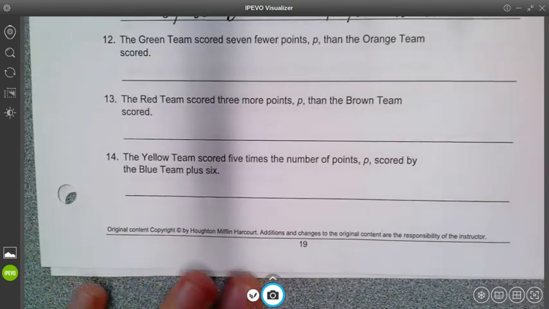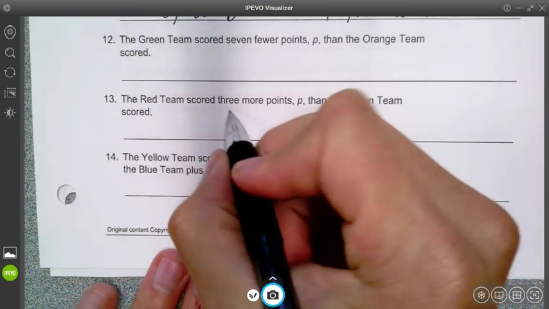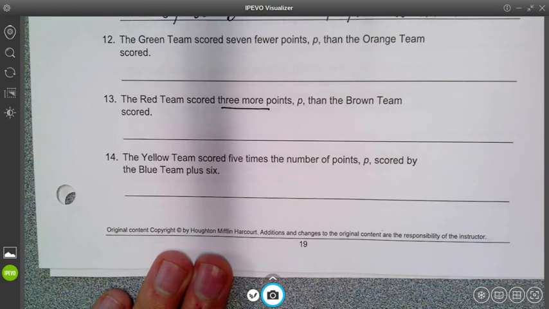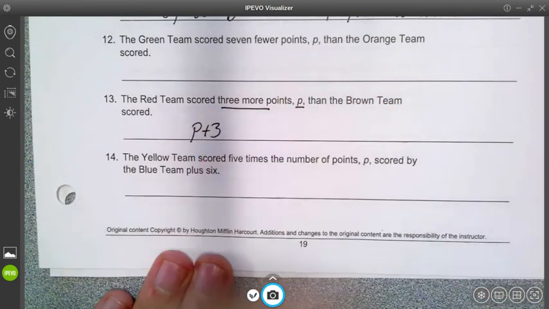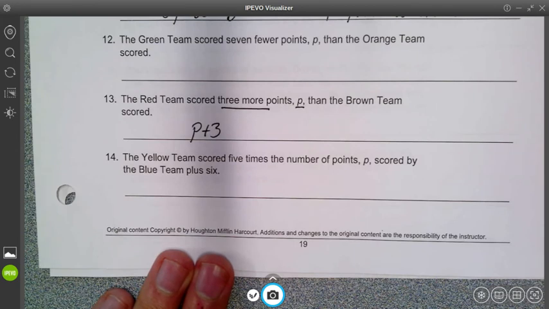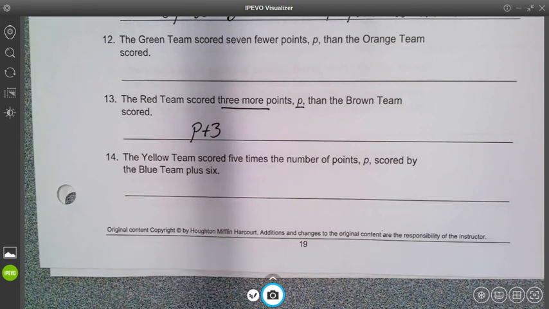The green team scored 7 fewer points than P than the orange team. You should be able to handle that. Number 13 here says the red team scored 3 more points P than the brown team scored. Again, 3 more points P. This could just be P plus 3. Go ahead and take a look at 12 and 14. Good luck.